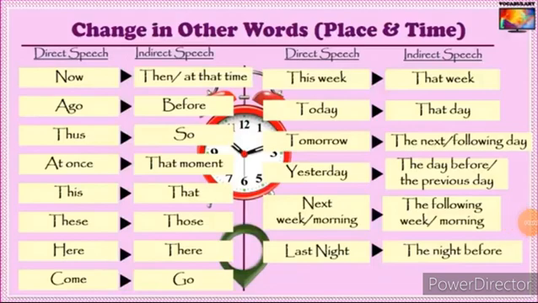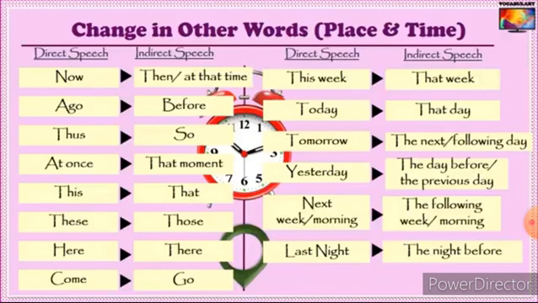The next is the change in other words. It represents a place and time. How we can change both, time and place, from direct to indirect speech. First listen children, in direct speech, now will change in indirect speech as then or at that time. Ago will change to before. Thus will change to so. At once will change to that moment. This will change into that.